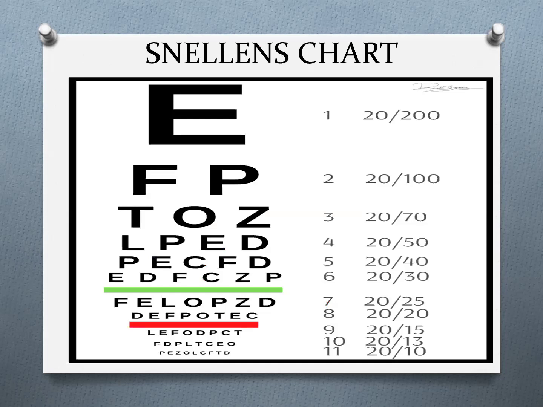Snellen's chart. You can see this is the Snellen's chart, and this is the most important chart that we usually ask. As we can see on number one, the definition of blindness according to this Snellen's chart is a person who would be able to read 20 by 200. That's the vision of just one word.